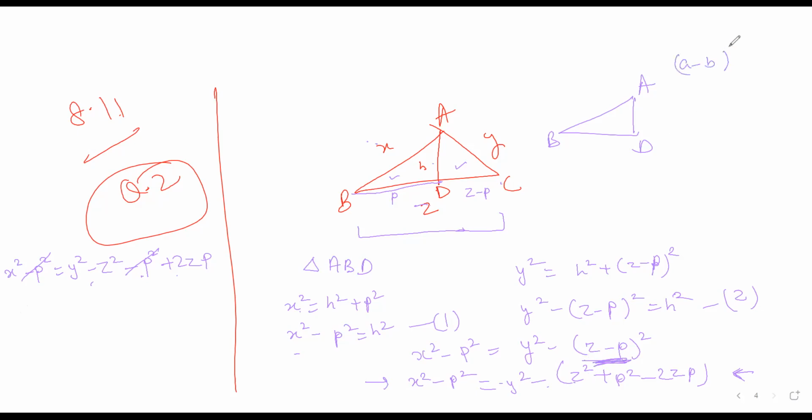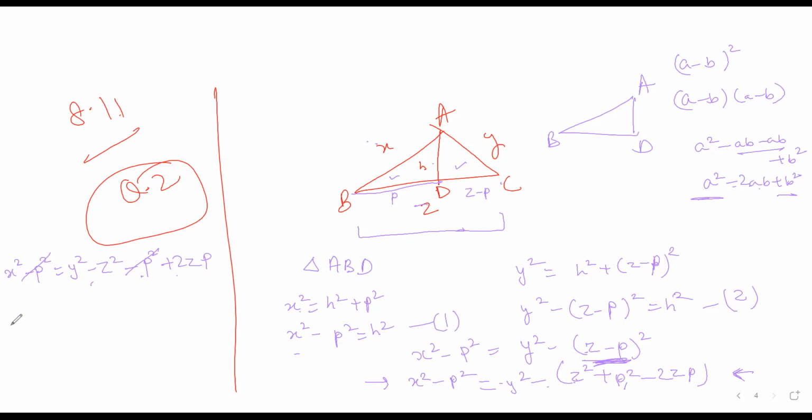Not really. A minus b whole square is a minus b times a minus b. That is a square minus ab minus ab plus b square, so minus ab will become minus 2ab. So a is z, I have written that as z square, b as p, which is plus p square, minus 2 times zp. It's just the distribution property we are applying, okay?